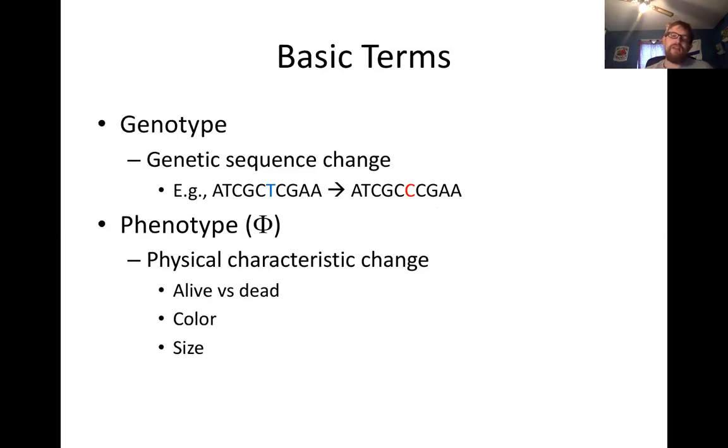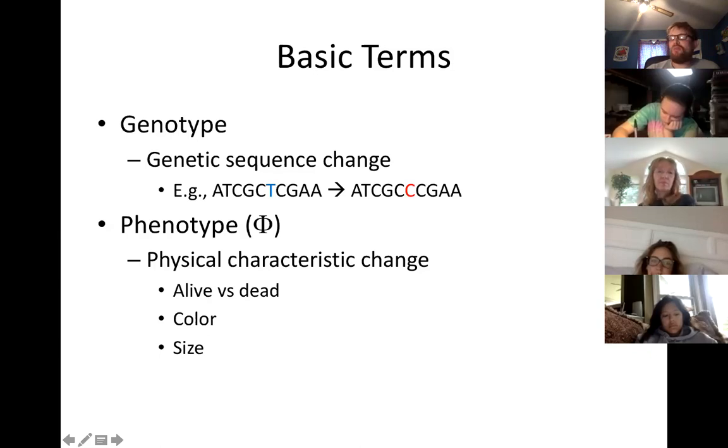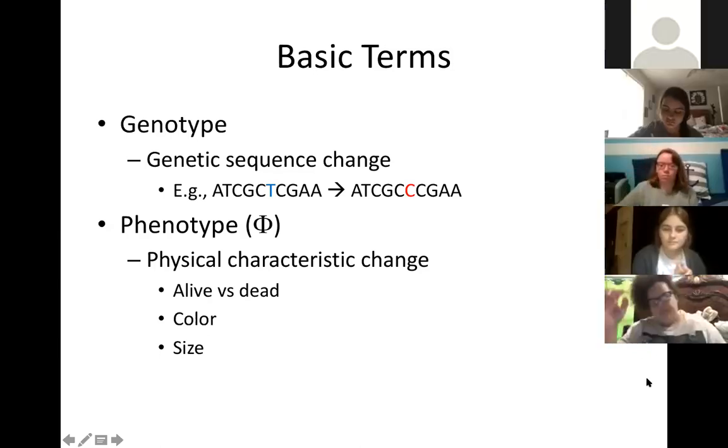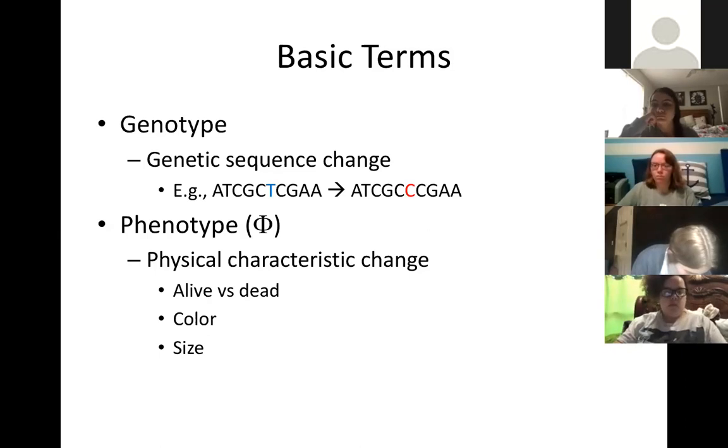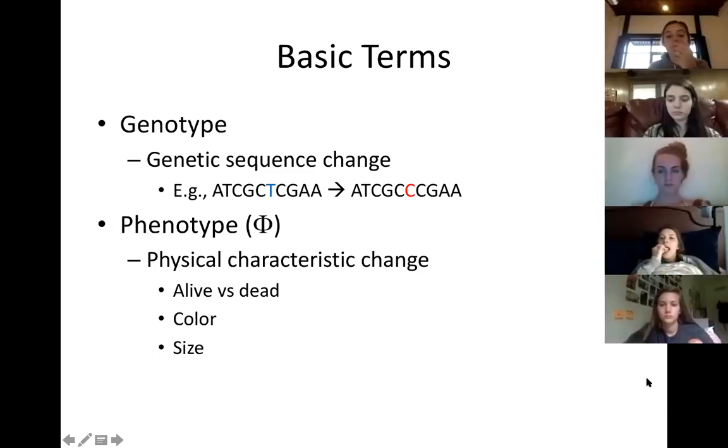Now, a phenotype is a physical characteristic. Some basic phenotypes are alive versus dead, or color, or size. Some of these could be color blindness versus regular vision. Those of you that are seniors, or going to be seniors, that had Bio 1 a few years ago: Dr. McCrae took over one of the things that we used to do when Dr. Riley was in charge. And if you don't know who that is, that's fine.